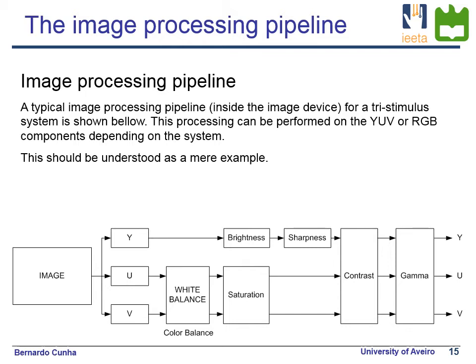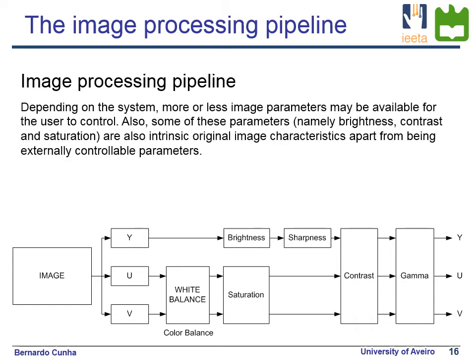A typical image processing pipeline can be performed based on YUV output of the sensor, so with luminance and chrominance components, or you could do the same basically on a sensor that directly produces an RGB image. It's not relevant if you are working on one color space or another. So this should be understood as a mere example, because this pipeline can be less or more complex depending on the camera that we are talking about.